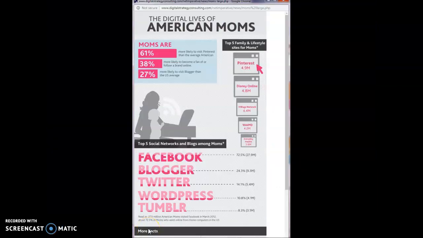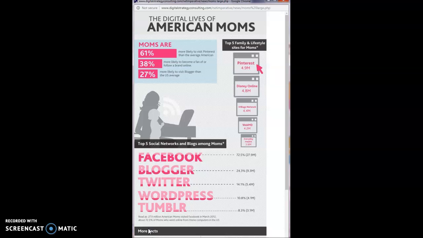Let's now turn to our second infographic example, the digital lives of American moms. This infographic also seeks to inform a general reader about a subject, but it is unclear what the reader is supposed to do with this information. For the most part, sources for the information here are not cited, and a savvy reader might question where the infographic creator found these numbers.